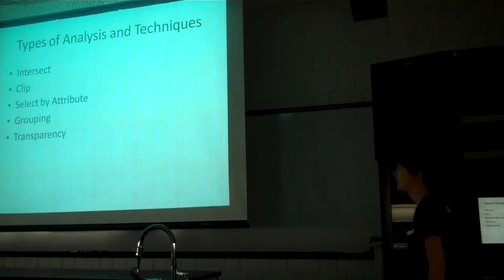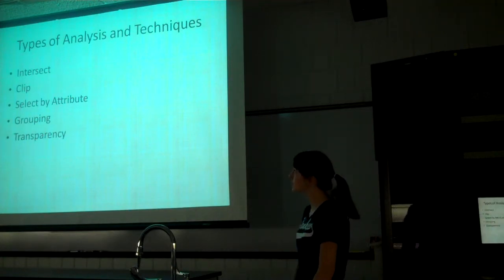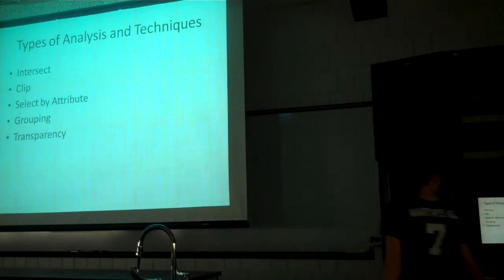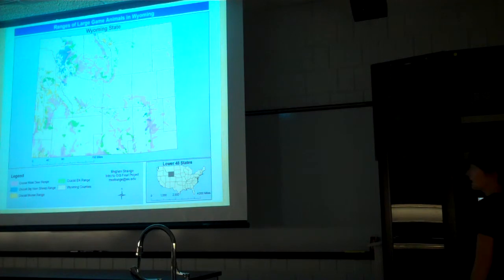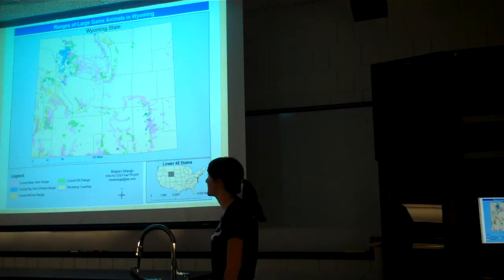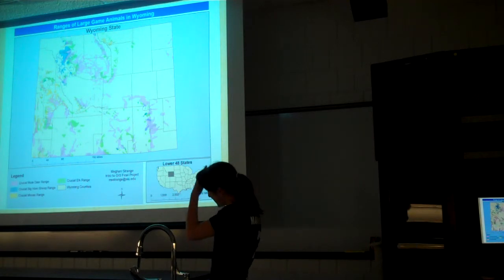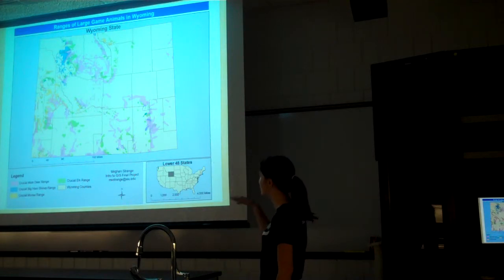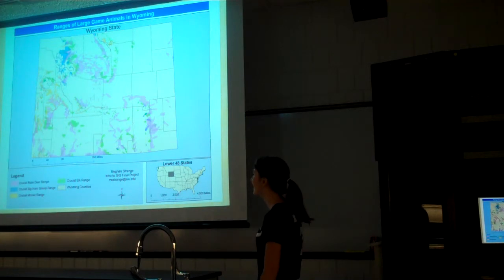And then to make these maps, I used the intersect tool, the clip tool, select by attribute, grouping, and I also used transparency. Okay, and this is my first map, and this just shows the ranges of large game animals in Wyoming. I also have an inset map so you can see the location of Wyoming relative to the other states in the lower 48 states, because I couldn't get Alaska and Hawaii in there.